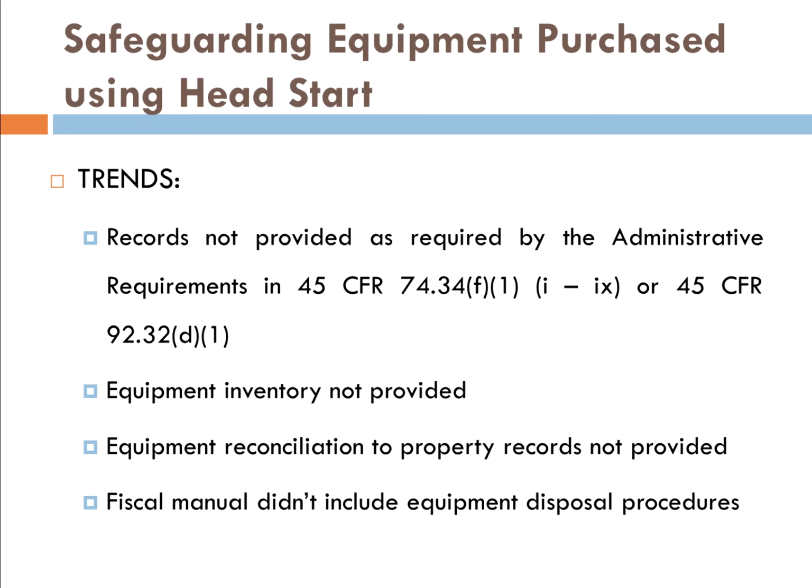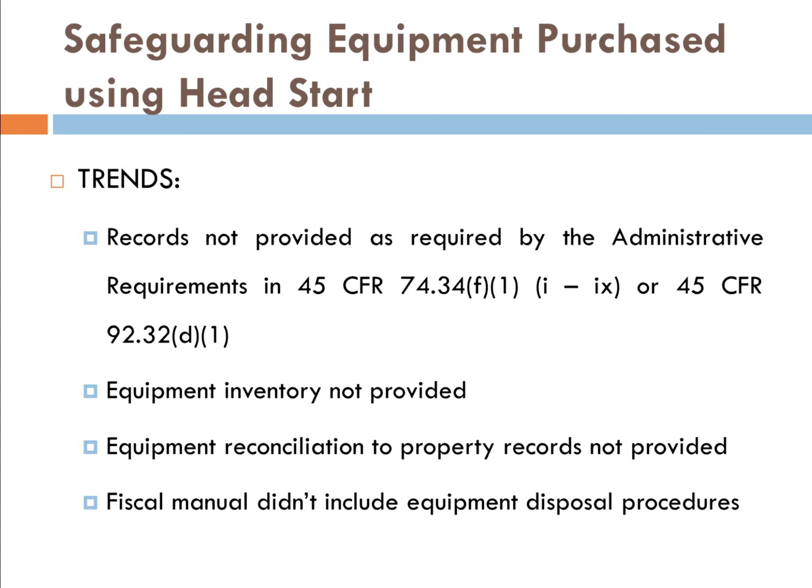If the playground equipment has an acquisition cost of $5,000 or more, and a 1-year useful life, it is equipment. So therefore, you need to go back and make absolutely sure that whatever equipment has been purchased, look at the definition of acquisition cost to make sure you captured everything associated with that equipment. If so, then the records must include the requirements listed here on the screen in 45 CFR Part 74.34(f)(1)(i) through (ix), as well as 45 CFR Part 92.32(d)(1), depending on the type of organization. Equipment inventory must be provided for according to those standards.